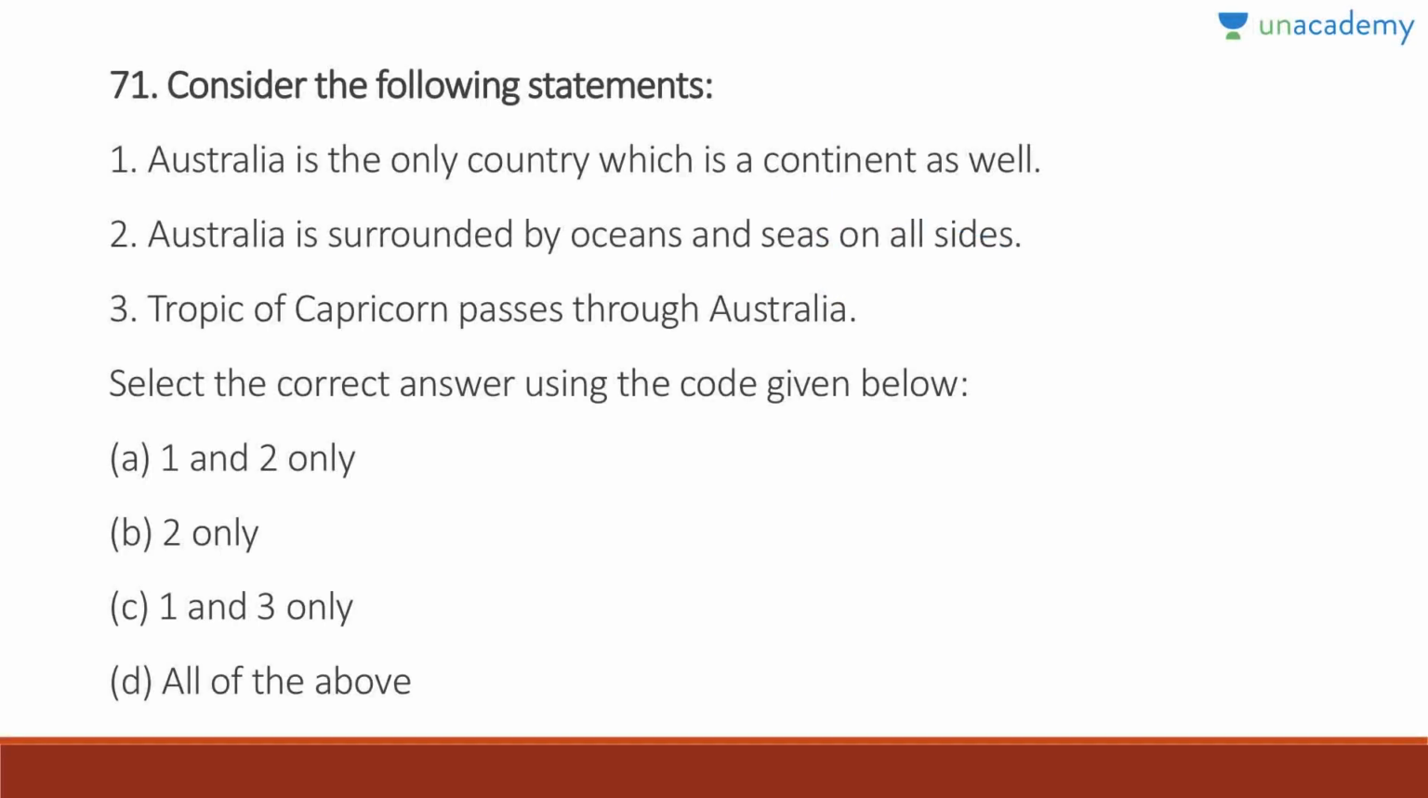Question number 71. Consider the following statements. Australia is the only country which is a continent as well. Yes, this is absolutely correct. Australia is surrounded by oceans and seas on all sides. Yes, it is an island, for God's sake, everybody should remember it. Tropic of Capricorn passes through Australia. Yes, this is also correct. So Australia is an island continent and the only continent which is a country. So answer here is D, all of the above.